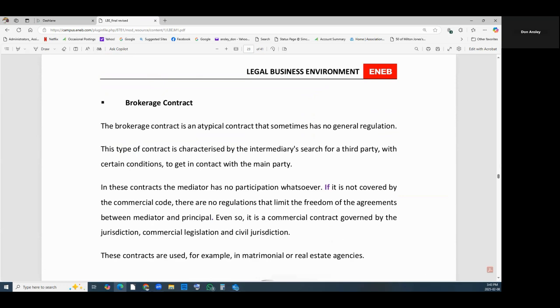Brokerage contracts. A brokerage contract is an atypical contract that sometimes has no general regulation. This type of contract is characterized by the intermediary search for a third party with certain conditions to get in a contract with the main party. In these contracts, the mediator has no participation whatsoever. If it is not covered by the commercial code, there are no regulations other than to limit the freedom of agreements between mediator and principal. But even so, if it is a commercial contract, it is governed by commerce legislation and civil jurisdiction.